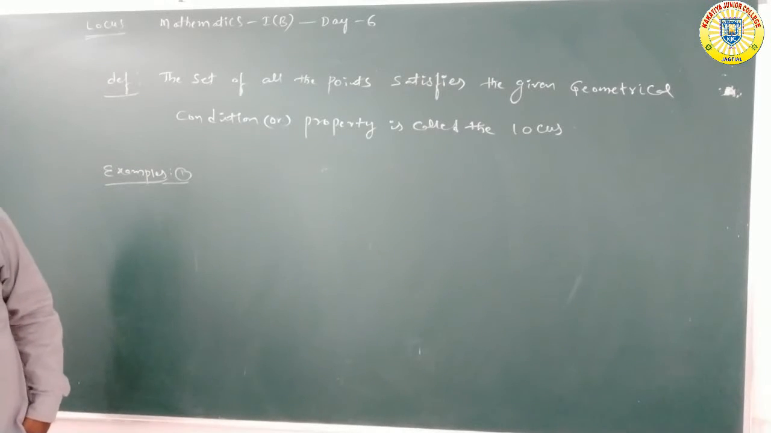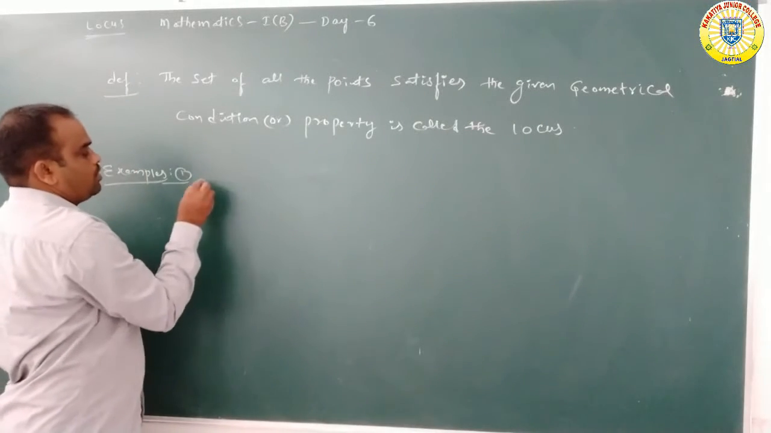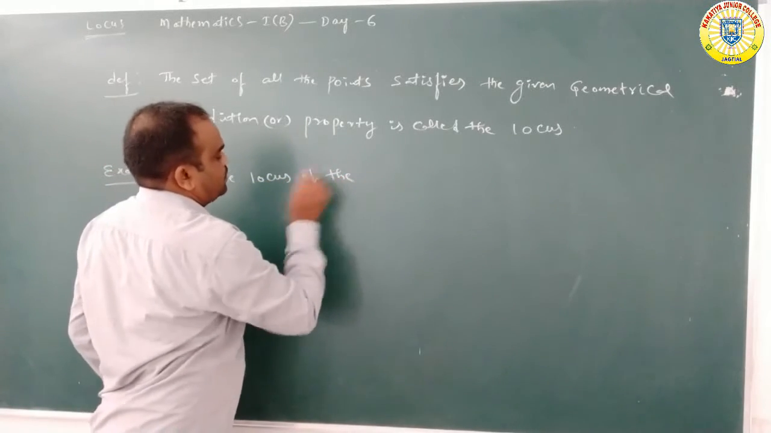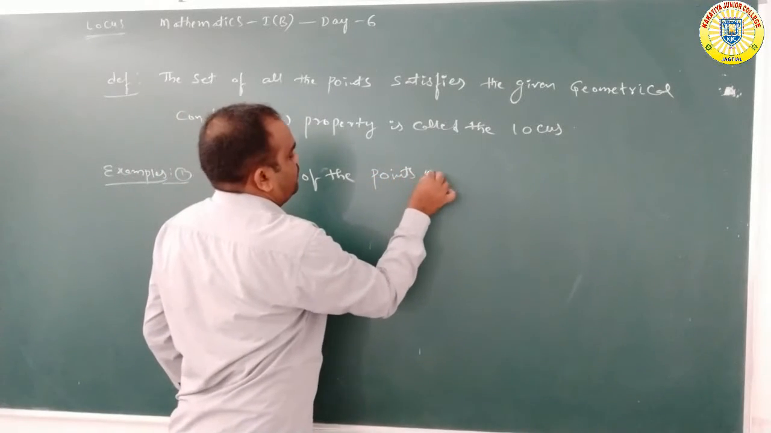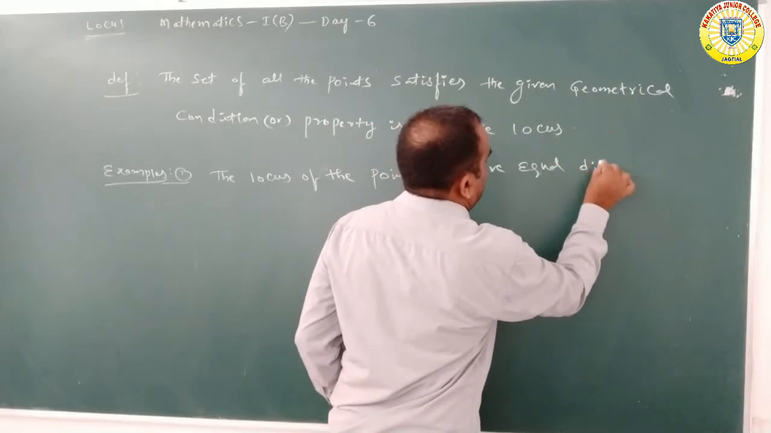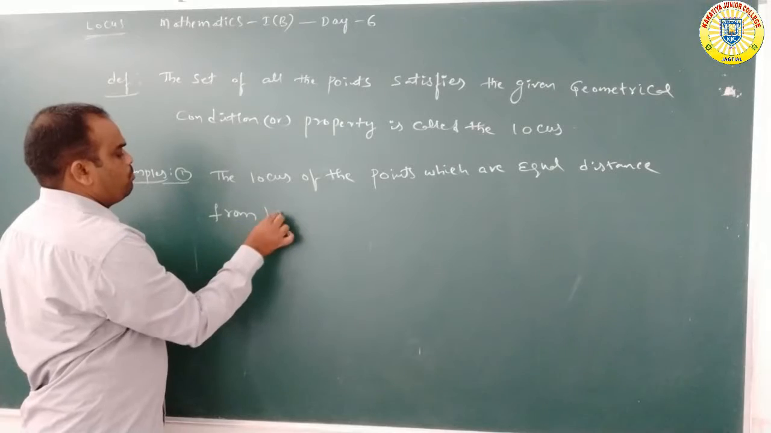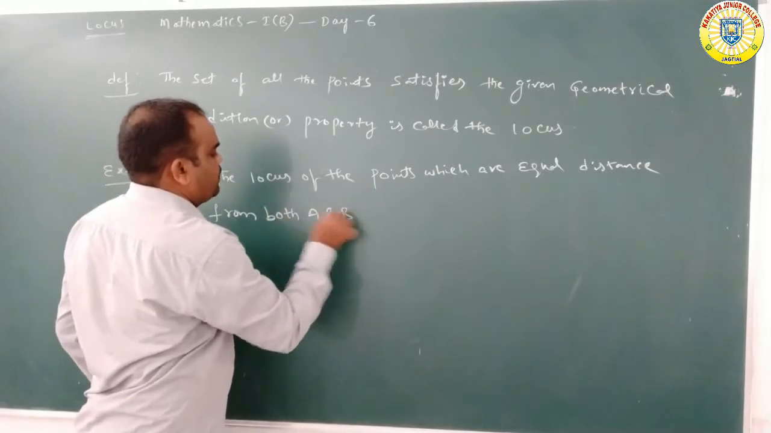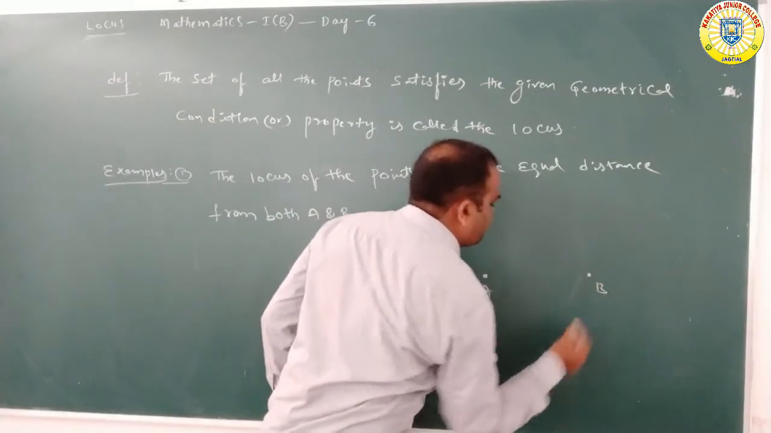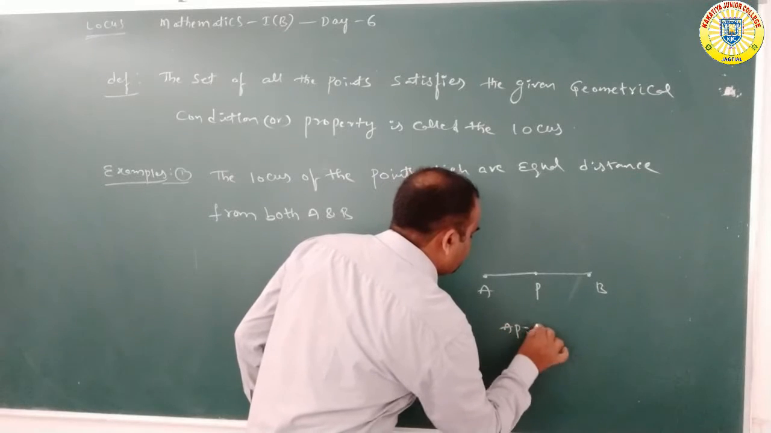Now we are writing an example. The locus of the points which are at equal distance from both A and B. Here we take the point A and here the point B. Here P is the midpoint, and it must satisfy AP equal to BP.